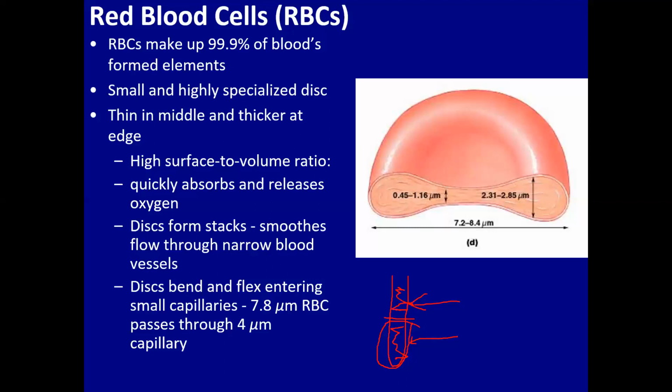These discs are stackable. It allows them to go through blood vessels, and they can also bend and flex. Remember, we have some capillaries that are 4 micrometers in size, and so this 8 micrometer red blood cell can bend and flex as it goes through those tiny capillaries.